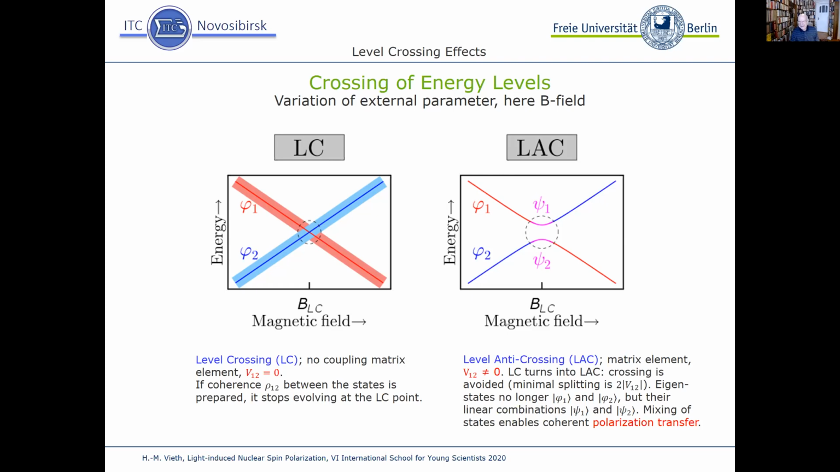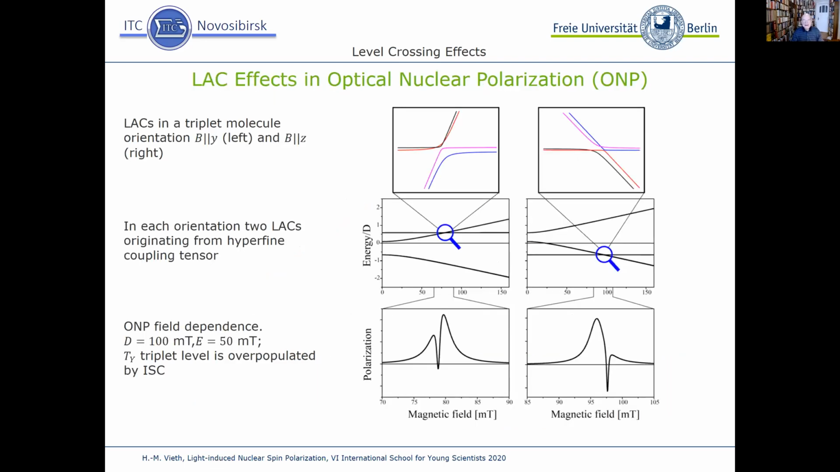And we have as eigenstates these linear combinations. And this mixing of states changes the basic properties of the whole Zeeman system, and we get what's called polarization transfer. I'll come to that later in more detail. Here we see such a more complicated case in the solid matrix of the phenazine-anthracene system.